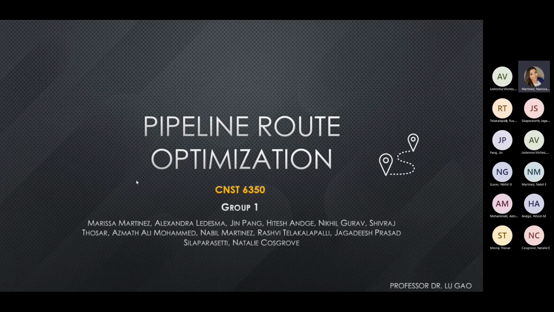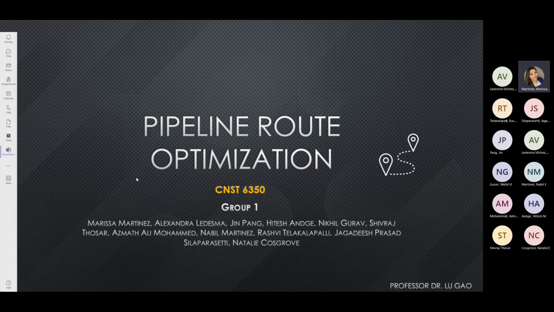Our team for this semester's research group is Group 1. Group 1 is comprised of myself, Marissa Martinez, Alexandra Ledesma, Jen Pang, Hitesh Endij, Nikhil Guruva, Shivraj Doshar, Azmath Ali Mohammed, Nabil Martinez, Rashvi Telkapil, Jagadish Philippartsty, and Natalie Cosgrove. The research that we conducted this semester was to optimize pipeline routes.